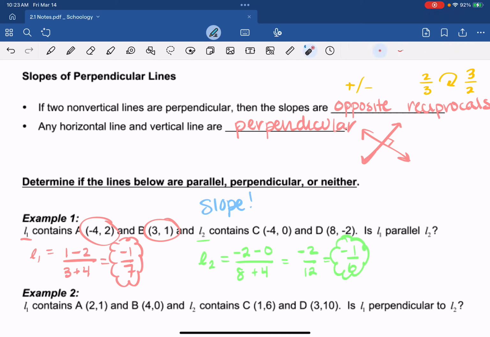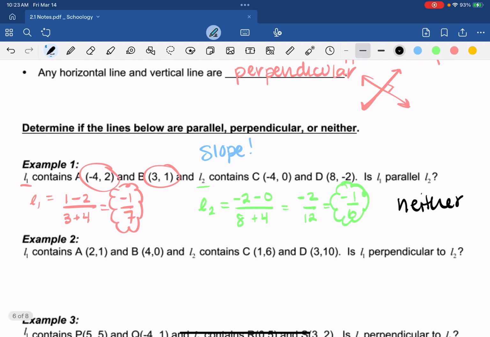So now let's compare my two slopes here. I've got negative 1 over 7, negative 1 over 6. Well, I know they're not perpendicular because both are negative. One would have to be positive. And they're not parallel because I have a 7 in the denominator and a 6 in the denominator. So this one is actually a neither. Starting off strong. Didn't even see one that we just talked about. That would be neither parallel nor perpendicular.